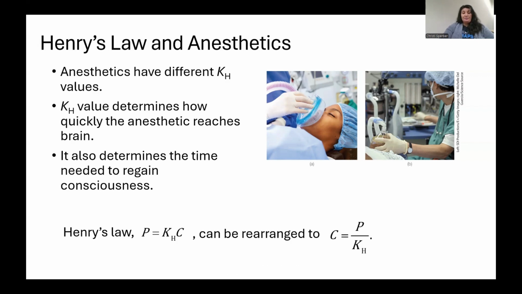So Henry's law is pressure is equal to Henry's constant times concentration. This can be arranged to concentration is equal to the pressure over Henry's constant. So if you have a smaller Henry's constant, the concentration is going to be greater. So diethyl ether has a relatively small Henry's constant, and therefore the concentration of diethyl ether dissolved in the blood is going to be greater. So remember, this is the concentration in the blood, smaller Henry's constant, greater concentration in the blood.